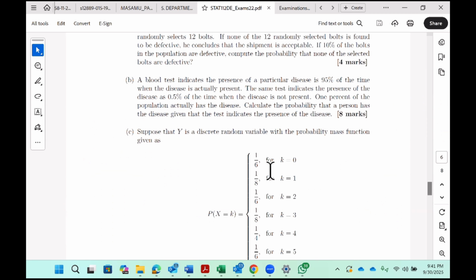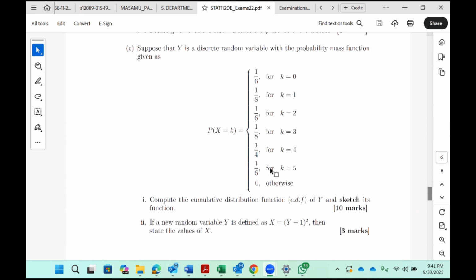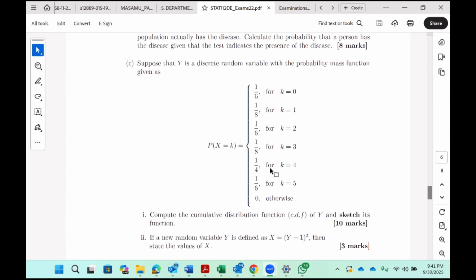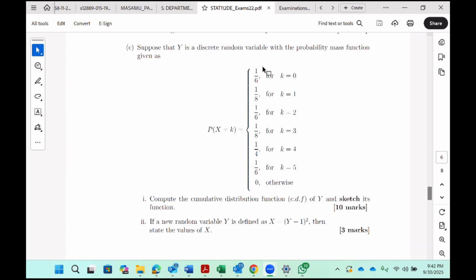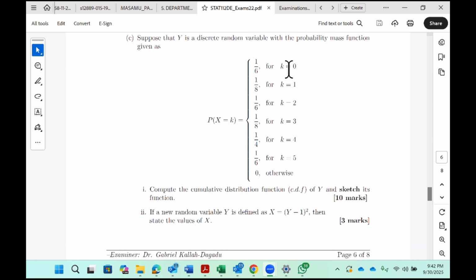Okay. So let's look at the third one. Suppose that Y is a discrete random variable with the probability mass function given as: 1 over 6 for k equals 0, 1 over 8 for k equals 1, 1 over 6 for k equals 2, 1 over 8 for k equals 3, 1 over 4 for k equals 4, and 1 over 6 for k equals 5, and 0 otherwise. Compute the cumulative distribution function of Y and sketch its graph. So here we are to find the cumulative distribution function.